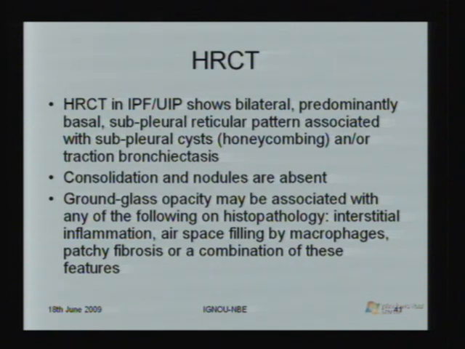What about the high-resolution CT? The high-resolution CT in IPF shows bilateral, predominantly basal, subpleural distribution of reticular pattern associated with subpleural cysts or honeycombing with traction bronchiectasis. Consolidation and nodules are characteristically absent, and the presence of ground glass opacity may be associated with any of the following on histopathology, that is interstitial inflammation, airspace filling by macrophages, patchy fibrosis, or a combination of these features. So ground glass opacity need not always suggest an inflammation. It may also represent fibrosis.